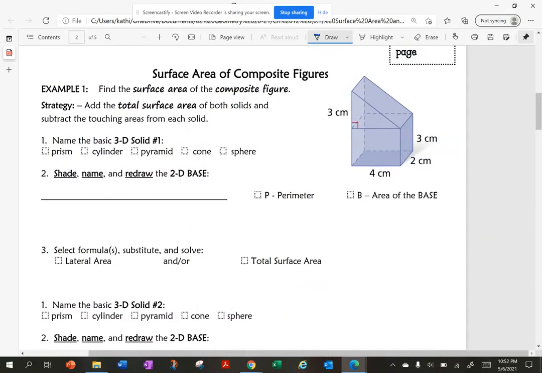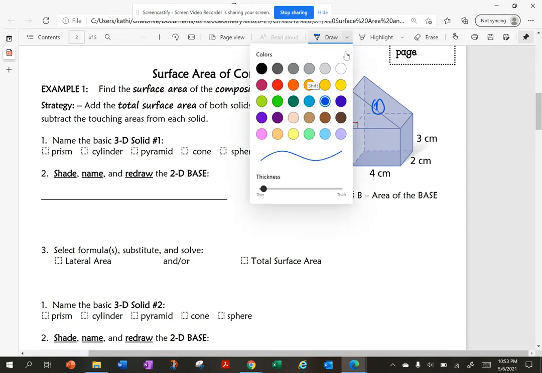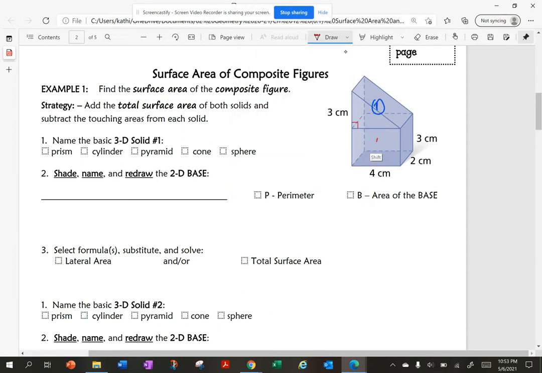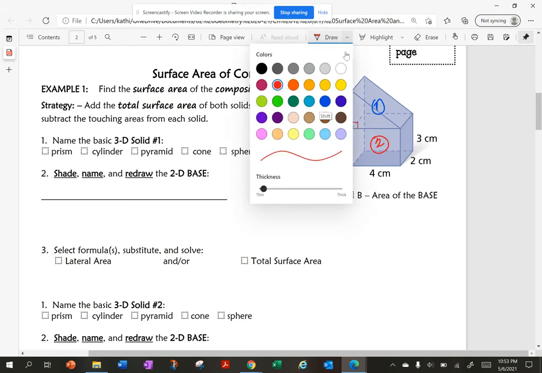Okay, so I want to find the surface area of the composite figure. I am going to add the total surface area of both of these solids, and then I'm going to subtract out the areas that are touching because they're not on the outside. I'm going to call my top figure, figure number 1, and the bottom figure, figure number 2. So I'm going to start out with figure number 1.